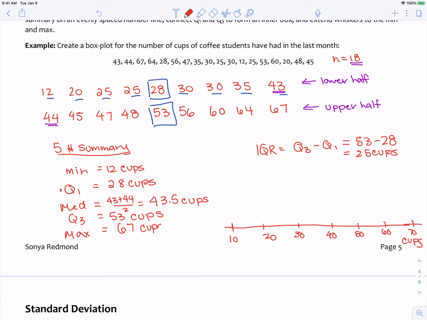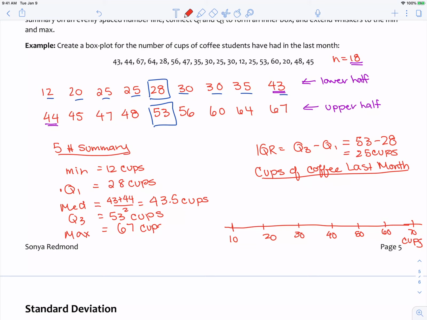Okay, and then we want to give this a title. So this is cups of coffee each month, or last month, actually. Let's be a little more specific. So last month. So make sure to include that title. And notice again, this is a full number line. I haven't started drawing the actual box plot yet, but you want to make sure your number line is separate from the drawing itself. Right, you have a number line, and that's how you're going to place your values.